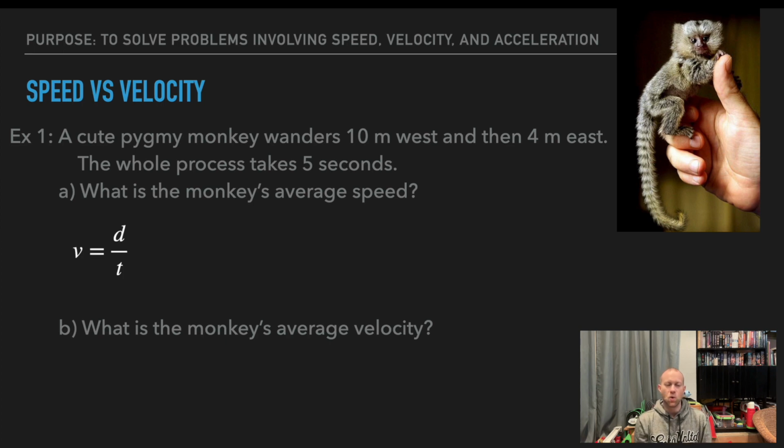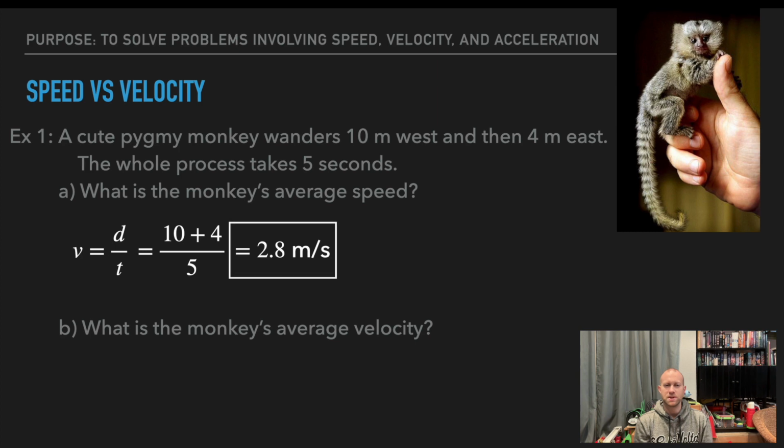Speed is distance over time. The distance traveled here is 10 plus 4. Again, we don't care about directions. And we divide that by 5 since that's the time. This gives us 2.8 meters per second.